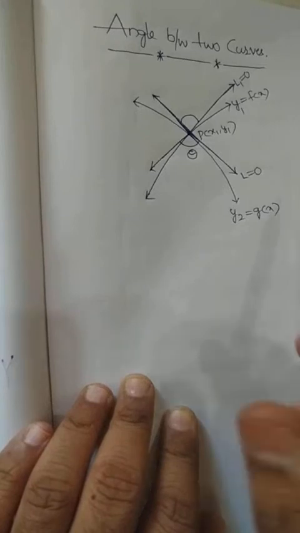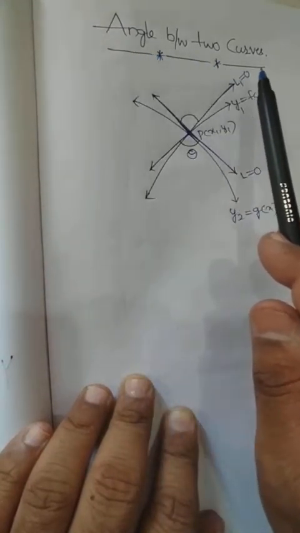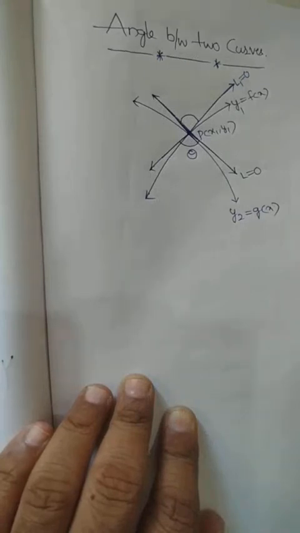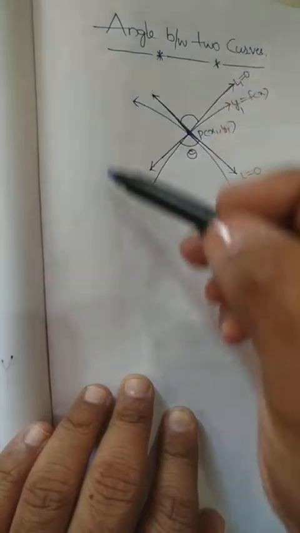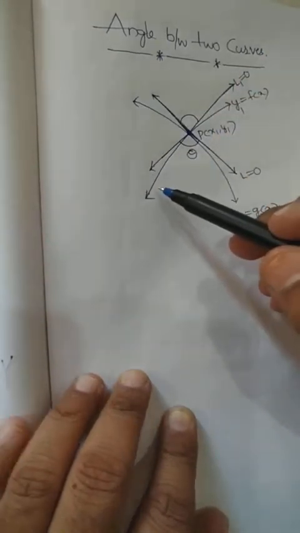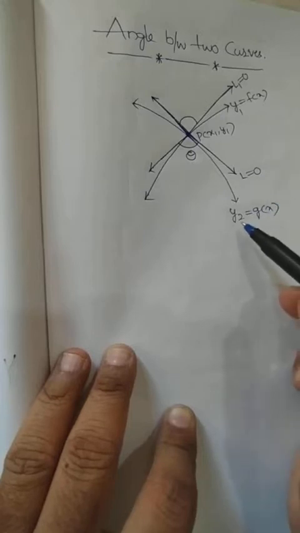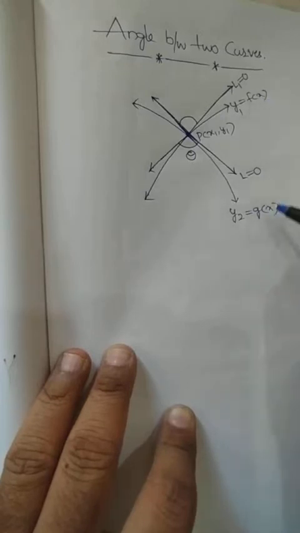So today we are going to learn what the angle between two curves is. We are going to find the angle between two curves. Let us observe this diagram. Now we consider two functions: y1 is equal to f of x and y2 is equal to g of x. We have these two functions.